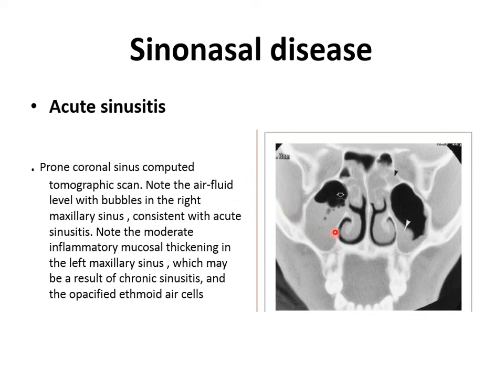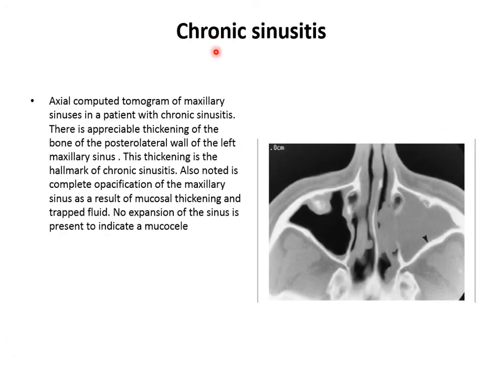Coronal sinus CT scan, note air fluid level with bubbles in the right maxillary sinus consistent with acute sinusitis and moderate inflammatory mucosal thickening in the left maxillary sinus, which may be a result of chronic sinusitis, and opacified ethmoid air cells. Chronic sinusitis is inflammation or infection of the paranasal sinus that lasts at least 12 consecutive weeks.